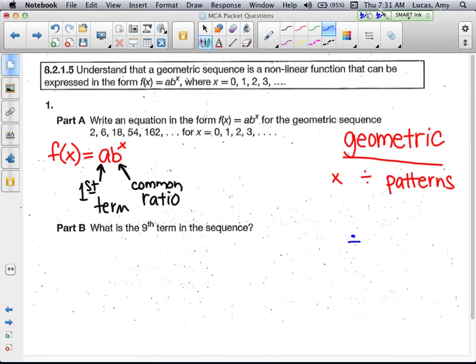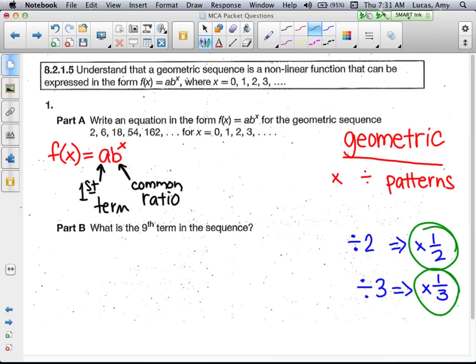So for example, dividing by 2 is the same as multiplying by 1/2. Dividing by 3 is the same as multiplying by 1/3. So you've got to be able to express your ratios as multiplication every time. So this sequence that we're working with here, it's multiplied by 3 every time. And the first term is 2. So my rule would be first term first, and then multiplied by 3 every time with the power of x.